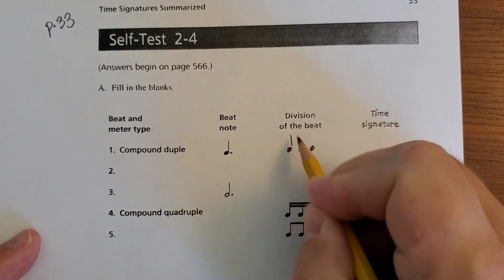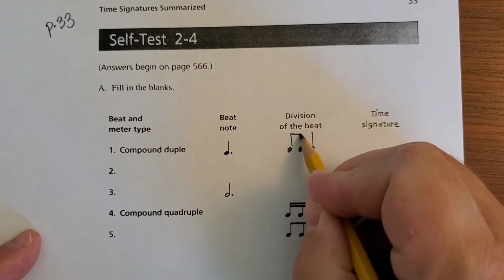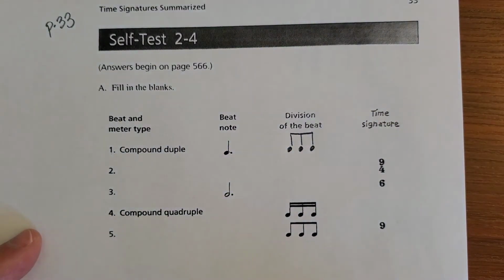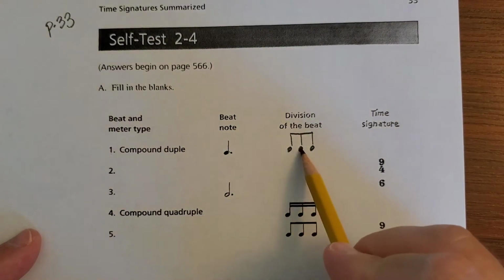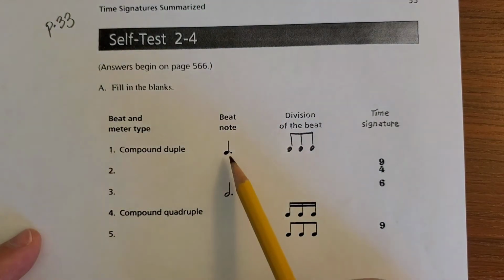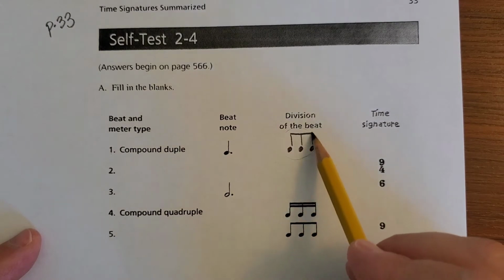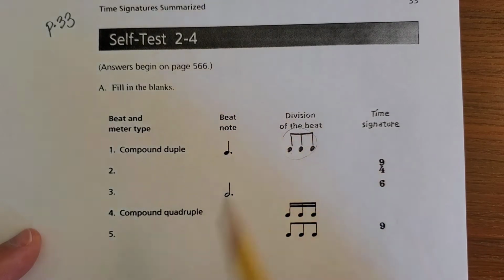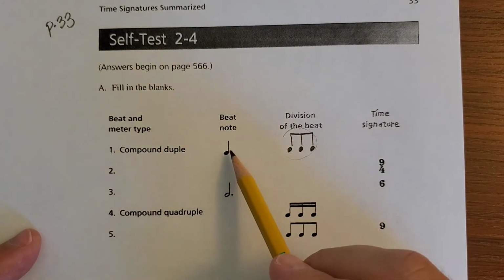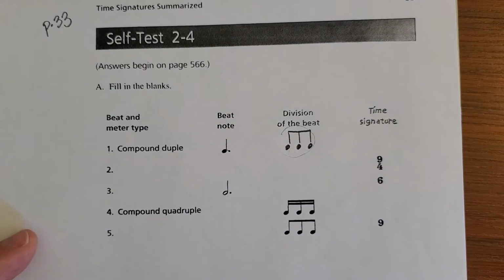How do I know that? Well, I know that the division of the beat in compound meters is always going to be 3 of something. And because I have a dotted quarter as my beat, I know that 3 of these goes into 1 of these. So the beat note is a dotted quarter. Division is going to be 3 eighth notes.